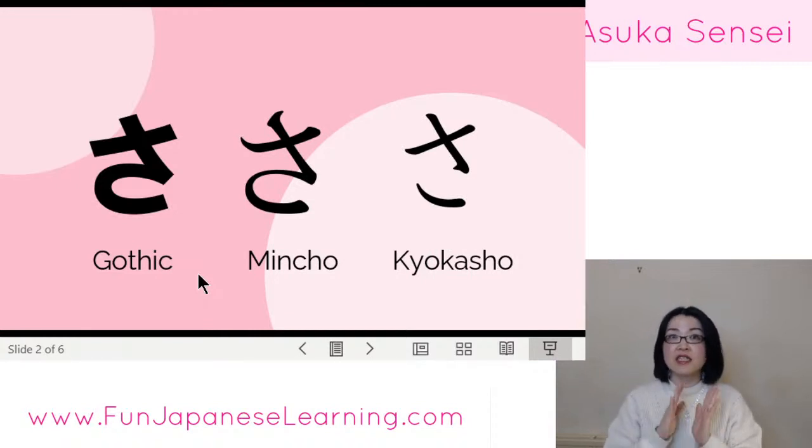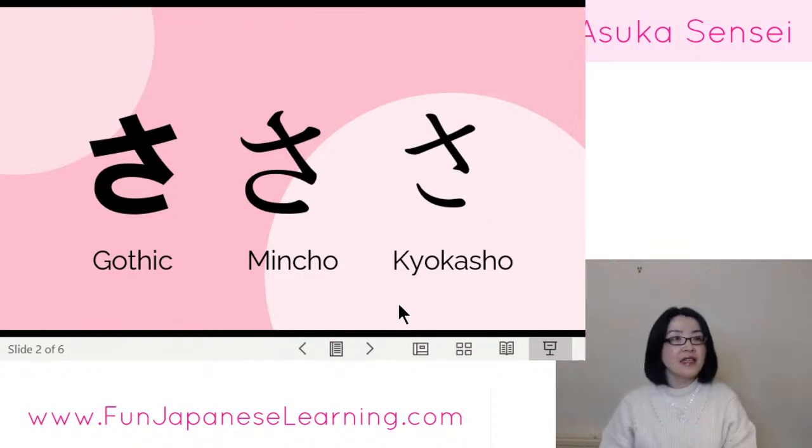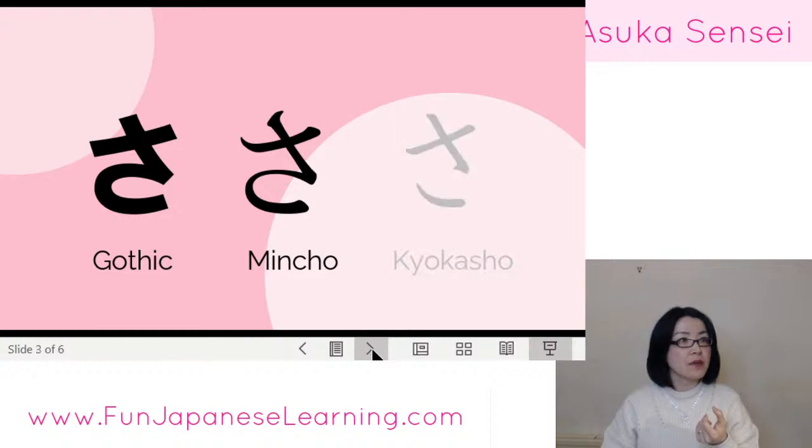The difference is the font. As you can see, this letter is Gothic font, and this letter is written in Mincho font, and this letter is in Kyokasho font, right? And then you may think, okay, so one hiragana letter sa is written differently. Well, it is half true. Yes, these are very different, but the function of these fonts is different. So let me show you the next one.